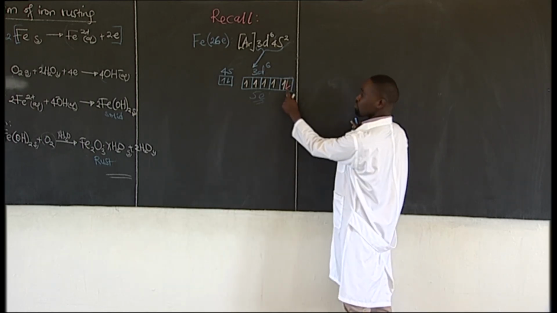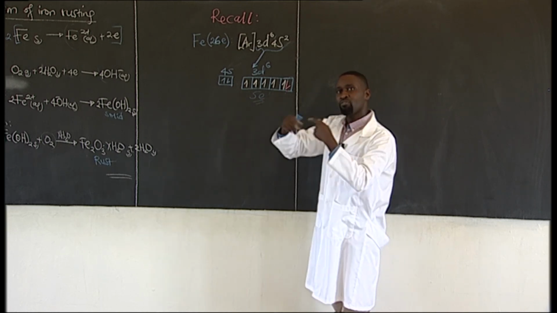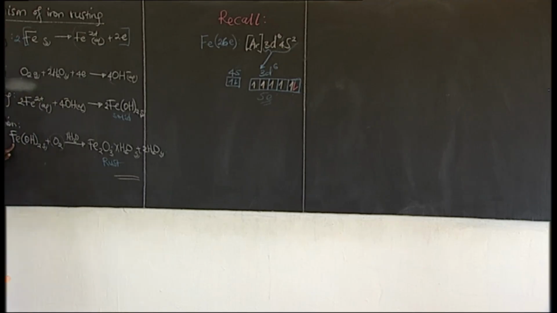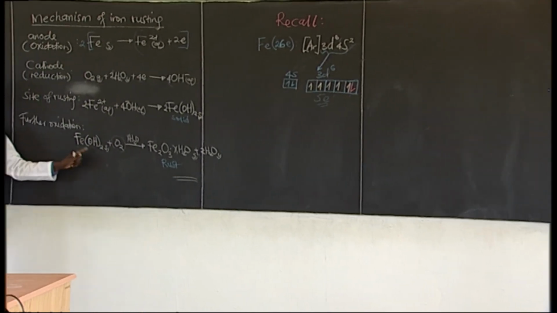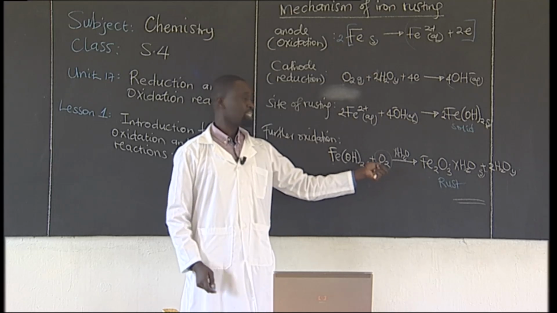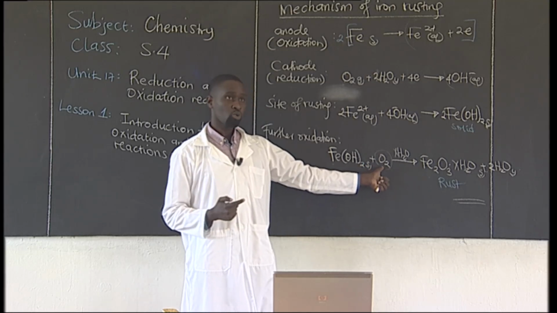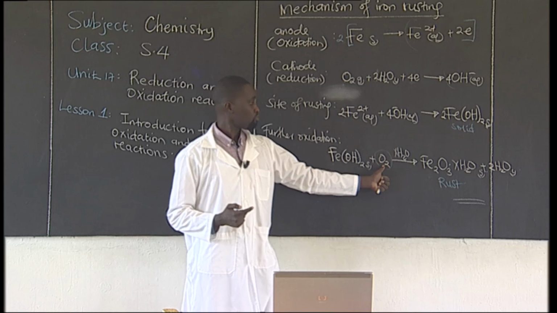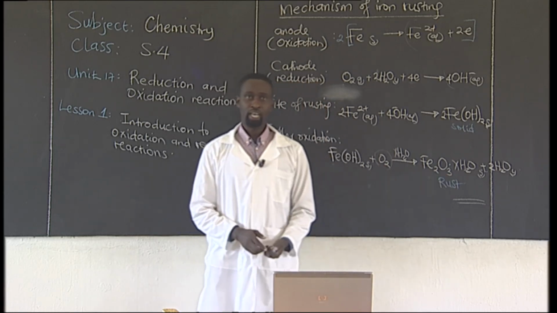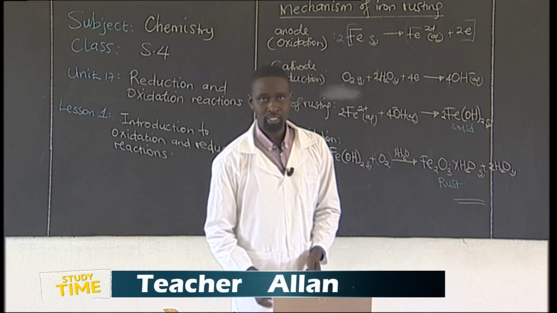So the loss of this extra electron is very, very fast, and that is why at this moment we have further oxidation. When it forms iron 2 hydroxide, it easily loses the extra electron to oxygen to form the iron 3 oxide, which we know as rust.